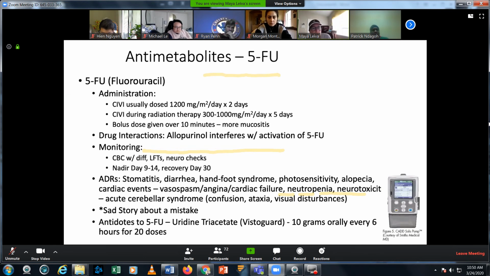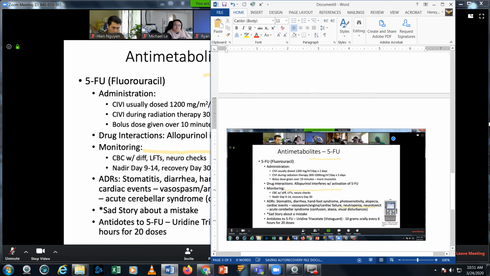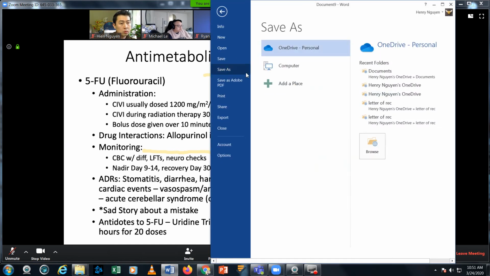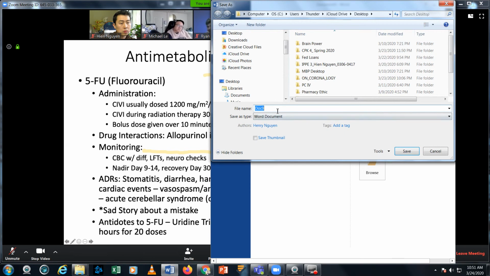All right, really quickly, antimetabolites. So moving on to 5-FU. Normally with 5-FU, we divide the dose and we run it kind of continuously for therapy. So we'll give like a continuous infusion. For colorectal cancer, we'll give it over a couple of days. When we combine it with radiation, we usually give it over 5 continuous days. And we send patients home with a pump. And you can actually see this pump here. It's a CADD pump.